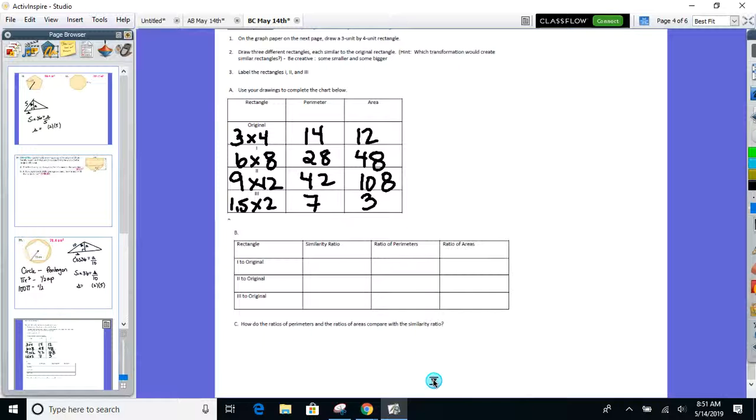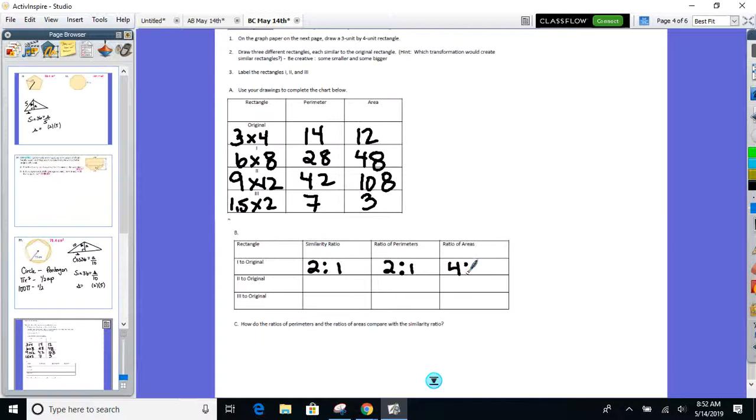6 to 3, 8 to 4. No matter what you go in, it's going to be a ratio of 6 to 3 or 8 to 4. What's that ratio? 2 to 1. So there's the similarity ratio from 1 to the original. Now take their perimeters. Perimeter of rectangle 1 was 28. The original was 14. Also, whoa, 2 to 1. And how about the ratio of the areas? Not 2 to 1, but 4 to 1.